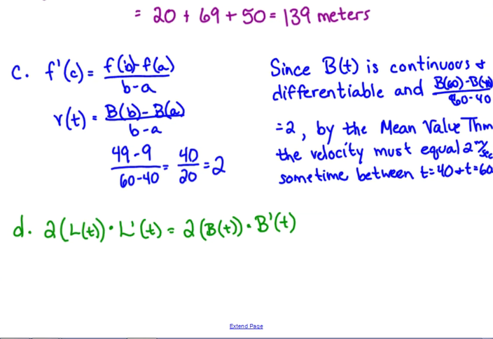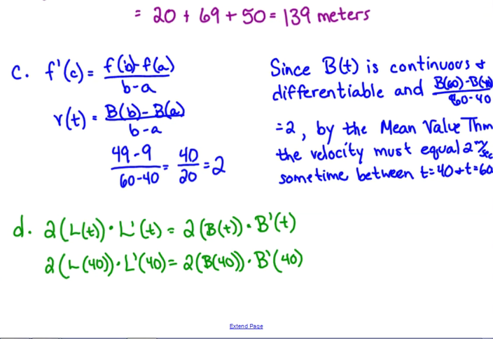They want to know at time 40, so let's plug in some specifics here. 2 times L of 40 times L prime of 40 is equal to 2 times B of 40 times B prime of 40. So let's see here. L of 40, we don't have that. We'll come back to that part. L prime of 40 is what we're looking for. At what rate is the distance changing? L of t represents the distance between Ben and the light, so L prime is the rate at which it's changing. So this is what we're looking for right there. We're going to leave that. That must mean that we can find everything else.